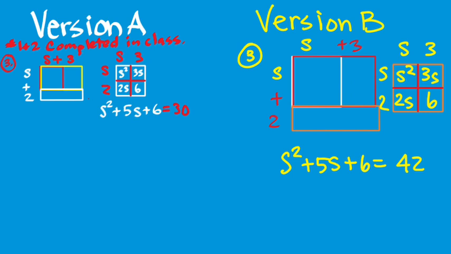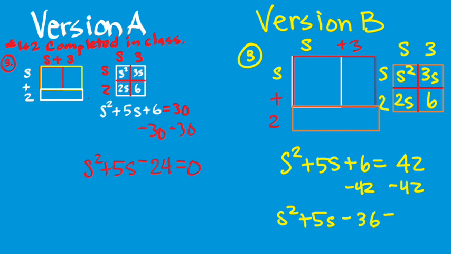Now we need to solve. In order to solve for s, the equation must equal 0. So we subtract the 30 from both sides, and we subtract the 42 from both sides. And now we see that this is a simple Xbox scenario. You can pause the video here and try your Xbox, but you can also keep watching. So two numbers that multiply to be negative 24 and add to be 5 will be 8 and negative 3.